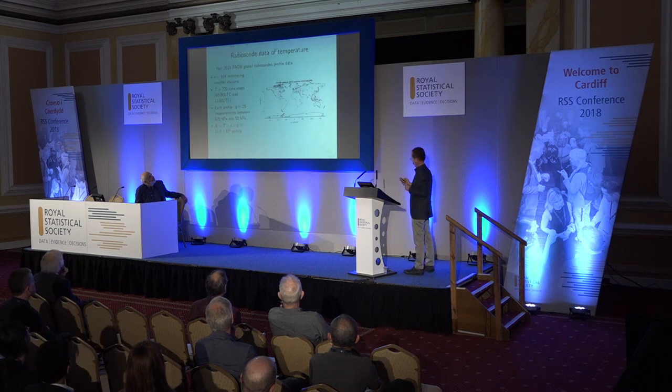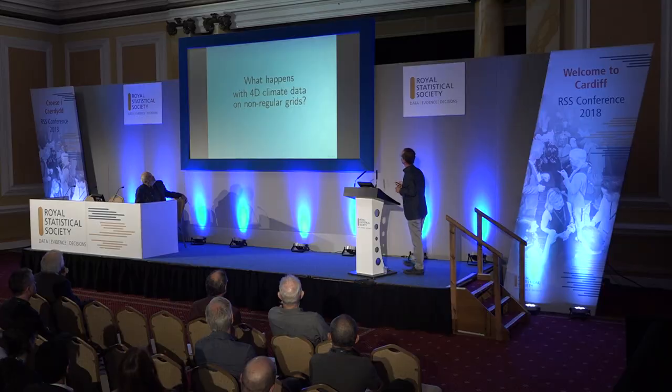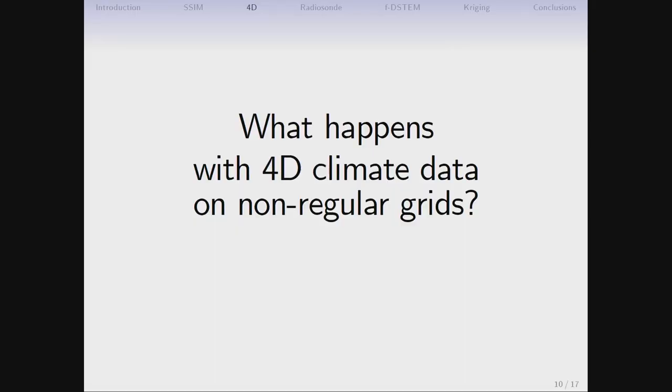Okay. So what happens with four-dimensional climate data on non-regular grids? Stefano's proposal is related to data on a regular grid. So we have model data which are observed on latitudes and longitudes and on time on a regular grid. Observational data often are on non-regular grids.